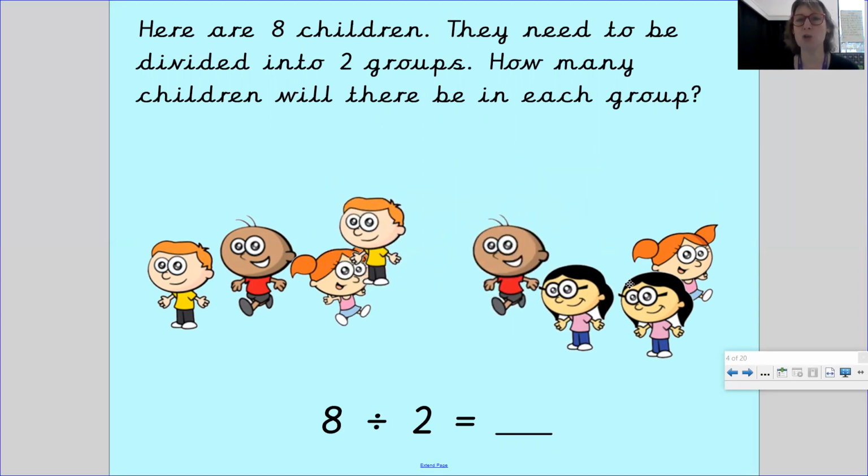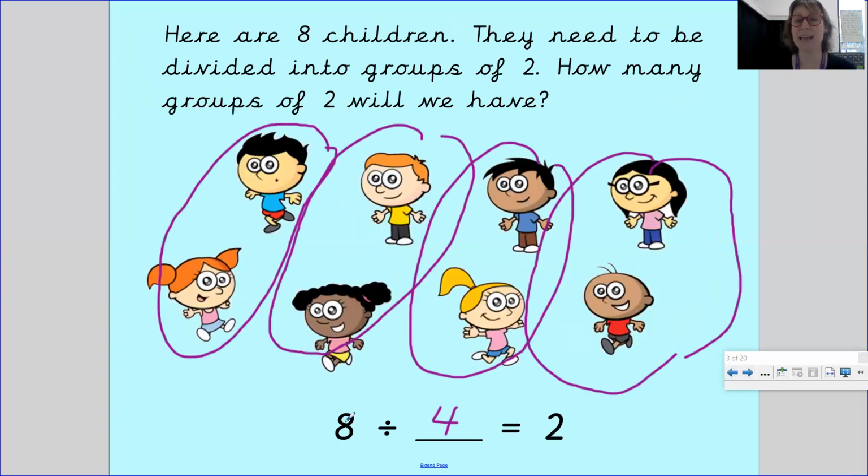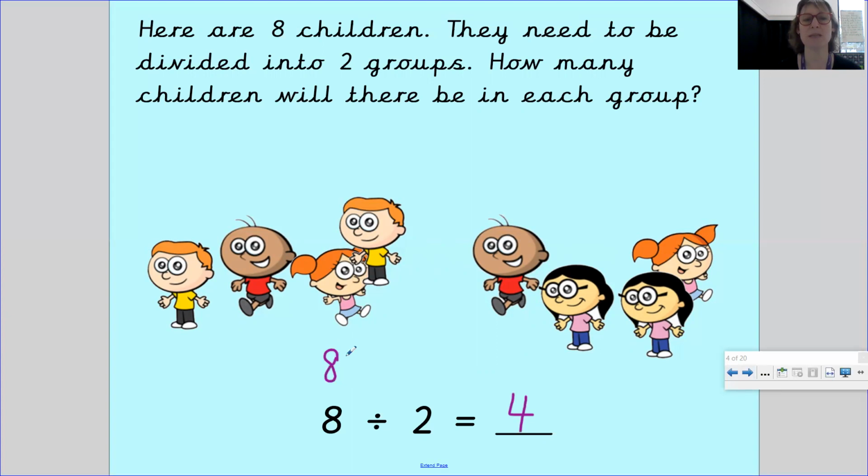So we've put them into 2 groups, and we can see that we have got 1, 2, 3, 4 in this group, and 1, 2, 3, 4 in this group. So we have started with 8, we've put it into 2 groups, so we've divided by 2, and we have 4 in each group. On the last one, we had 8 children, we divided them into 4 groups, and we had 2 in each group. So I'm going to write that above that. So what we did was we had 8 children, we divided them into 4 groups, and we had 2 in each group. And I wonder if you can notice the pattern in the numbers. Don't worry if you can't.